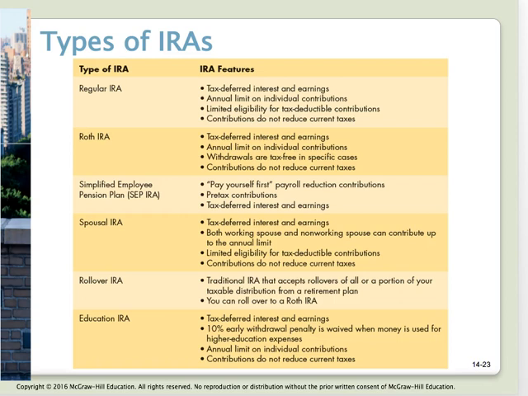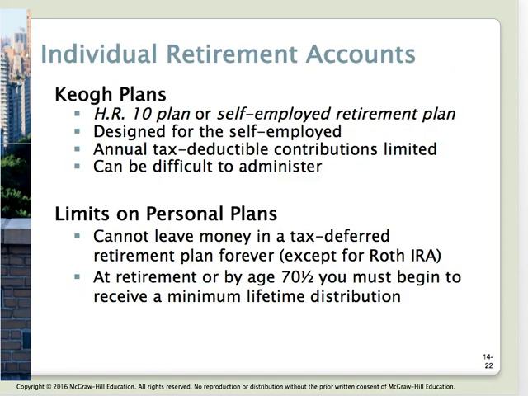Individual retirement accounts and the Keogh accounts are the two most popular retirement accounts. The Keogh account is a qualified pension plan that has been developed for people who are self-employed and for self-employed individuals' employees. And note that on all of these personal retirement accounts, you cannot leave money in there indefinitely. You must begin to receive the minimum required payments by at least age 70 and a half at the very latest. And the only exception to that rule is if you have a Roth IRA.